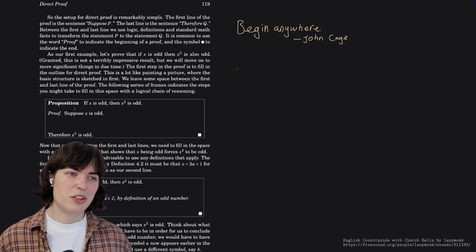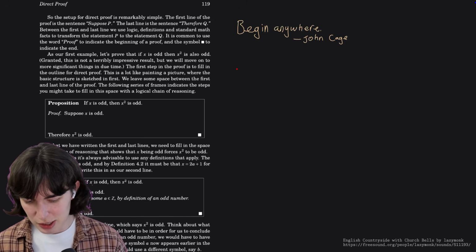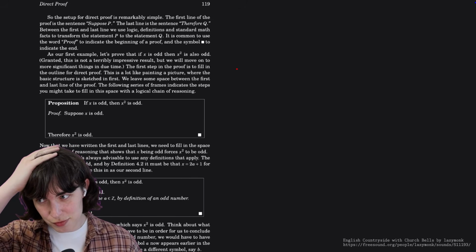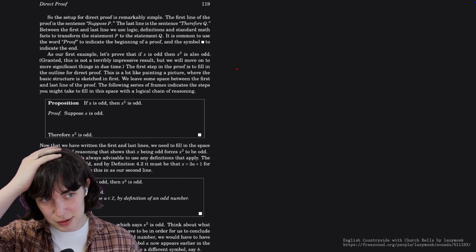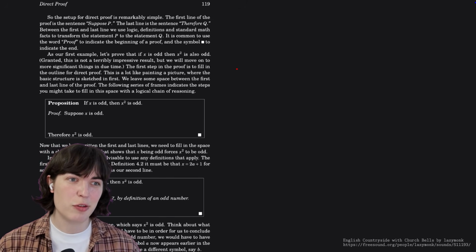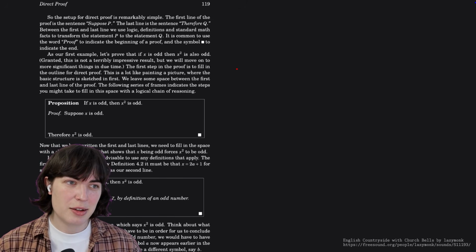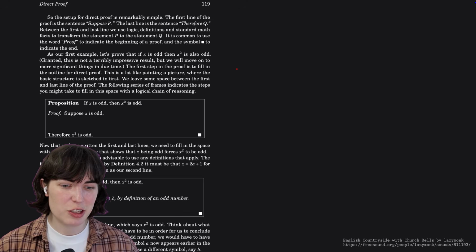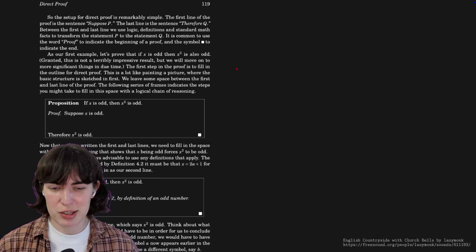Okay. The first step, right. We're actually going to get to do something now. The first step in the proof is to fill in the outline for direct proof. This is a lot like painting a picture where the basic structure is sketched in first. We leave some space between the first and last line of the proof. The following series of frames indicates the steps you might take to fill in this space with the logical chain of reasoning.